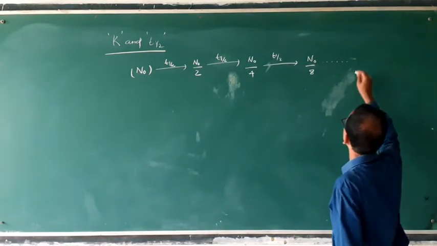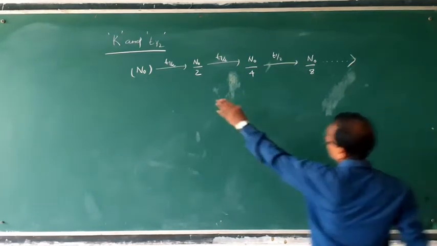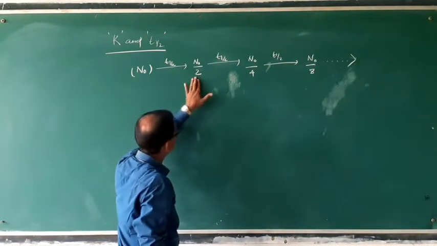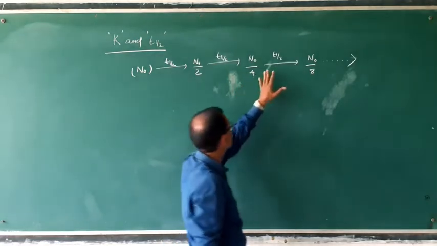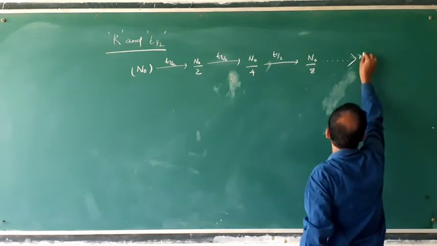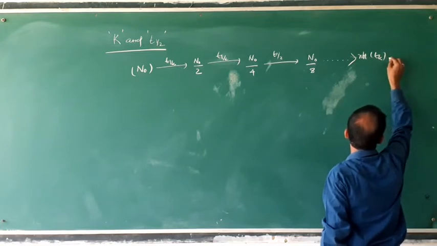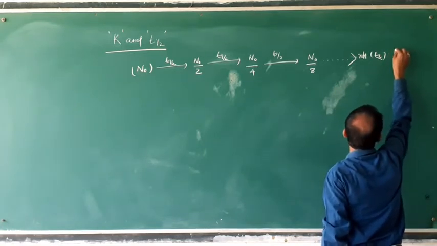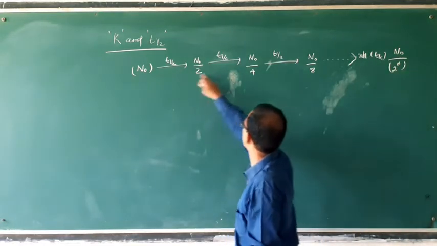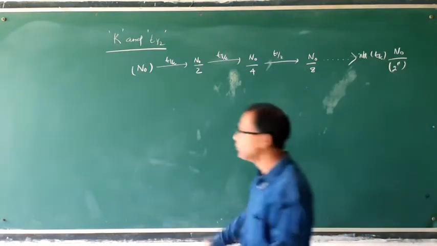That means ultimately at first T half, second T half, third T half: first T half is 2 to the power 1, second T half is 2 square, third T half is 2 cube. Similarly for nth T half, the mass left will be N0 by 2 to the power n. Automatically 2 to the power 1, 2 to the power 2, 2 to the power 3, 2 to the power n. So this is a new formula.